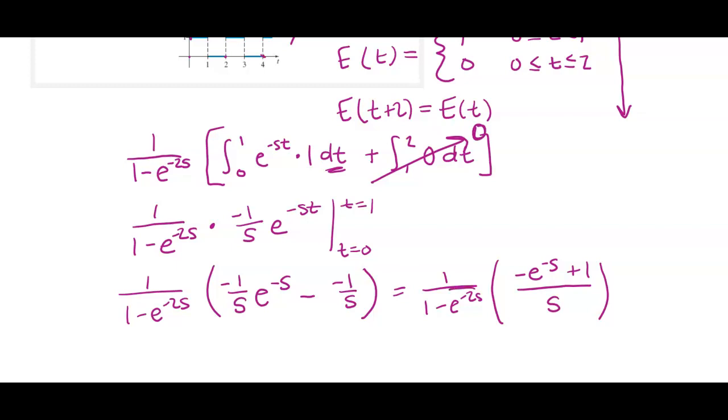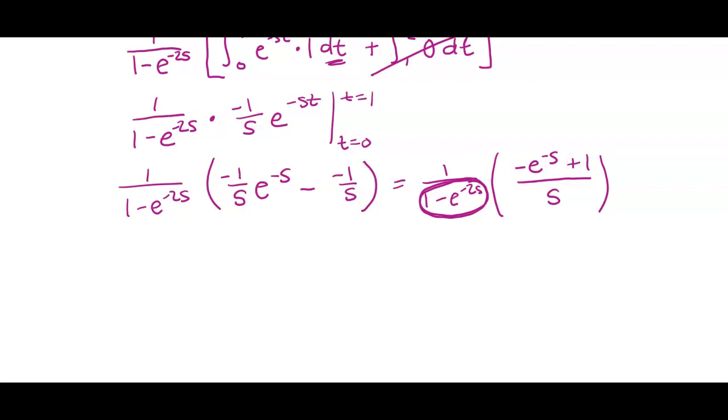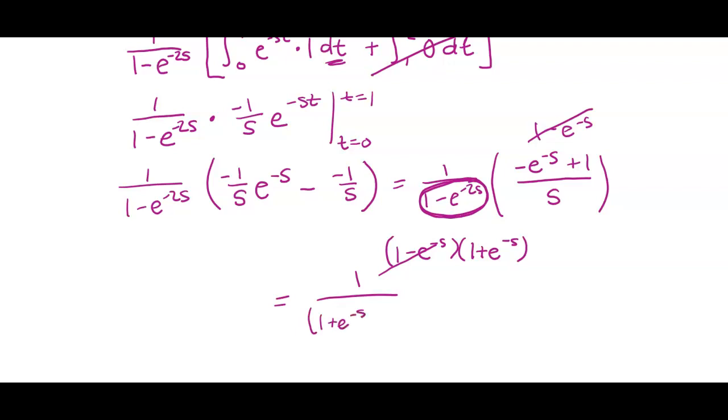One thing I want us to see is that this could be rewritten as a difference of squares. And one of those factors cancels with my numerator. And so my final answer here is 1 over (1 plus e to the negative s) times s.